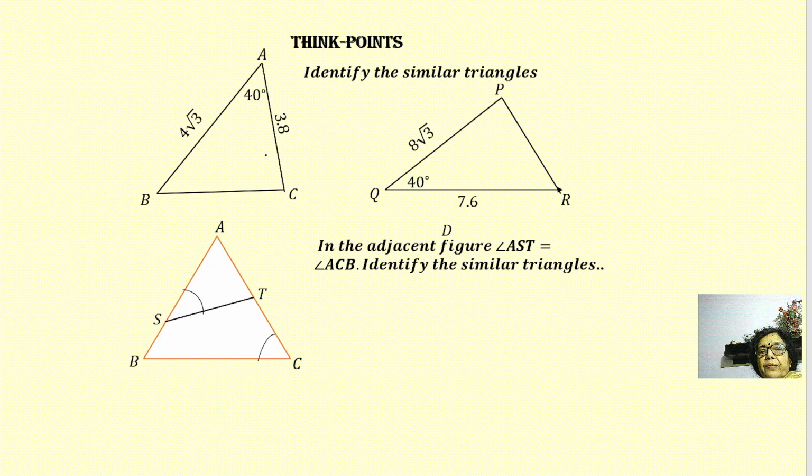Moving on to the next question. Here we have the application of SAS, the third criteria. Now here you can see AB is 4 root 3, PQ is 8 root 3. So if we take out the ratio of AB by PQ, that will be equal to half. If I take the ratio of AC by QR, that will also be half. And the included angle is 40.